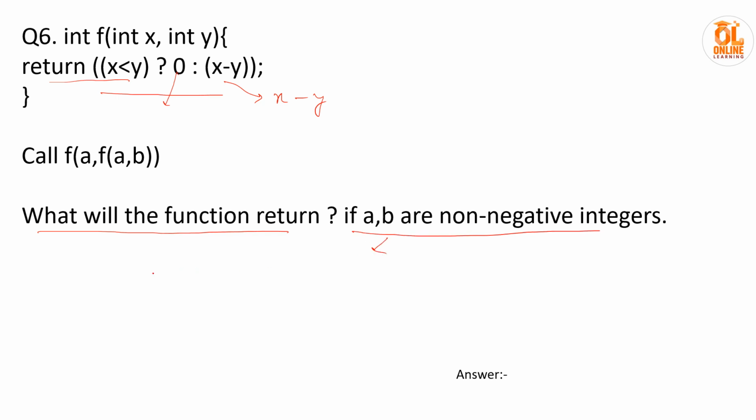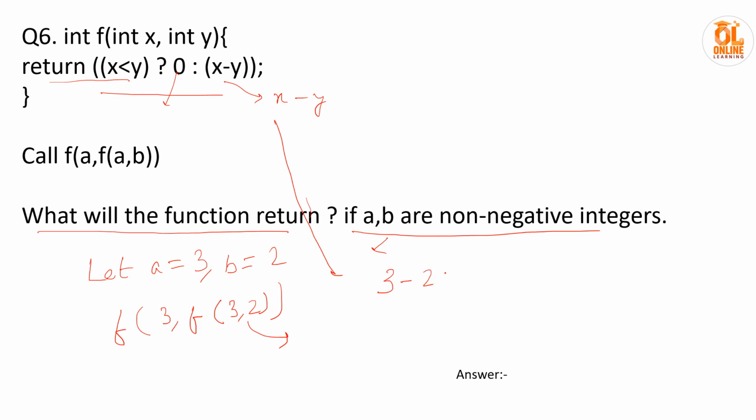When you have this type of question, only follow the condition and take an example. Let a is equal to 3, b is equal to 2. Both are non-negative. We are following the condition. Now we have to call f(3, 2). So first this will be called. Is x less than y? No, x is not less than y. So it will move to the second condition, that is x minus y. So what will be x minus y? 3 minus 2. It will become 1. So this will return to this.